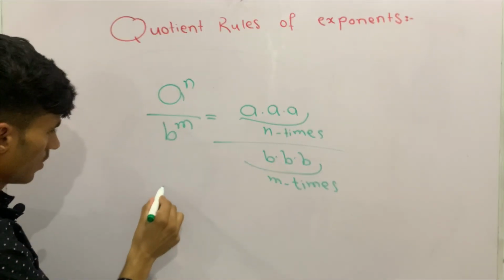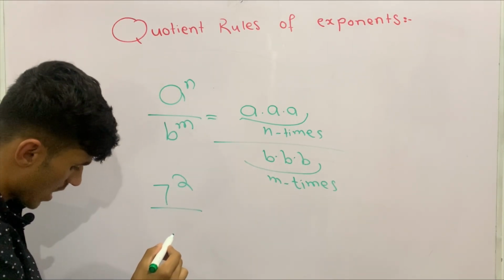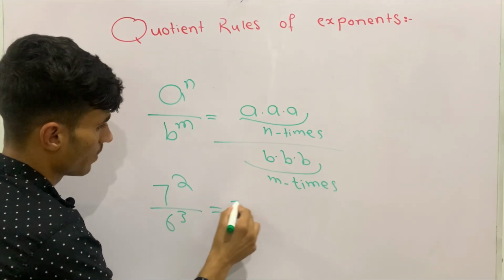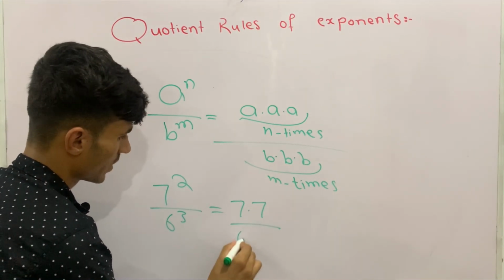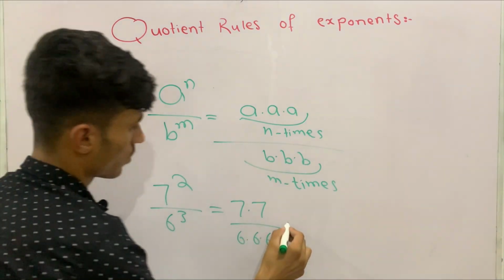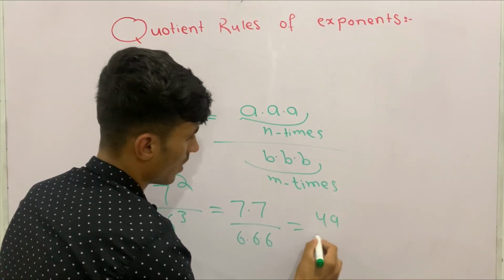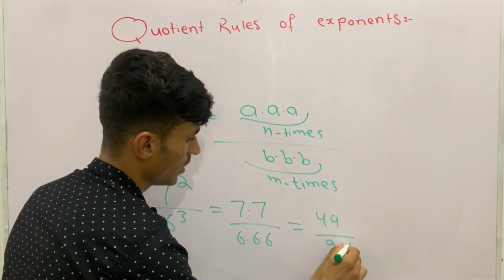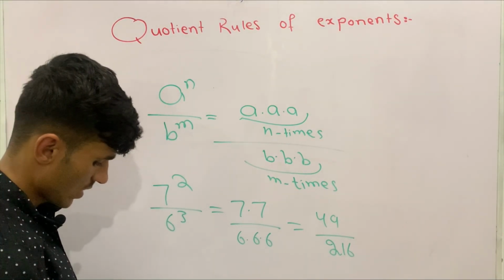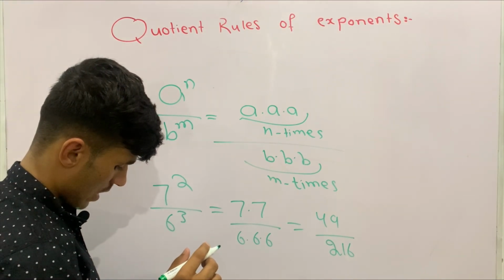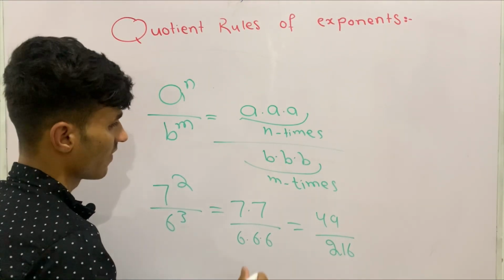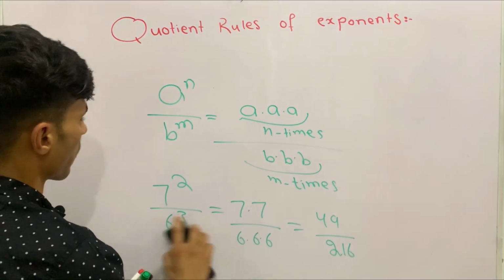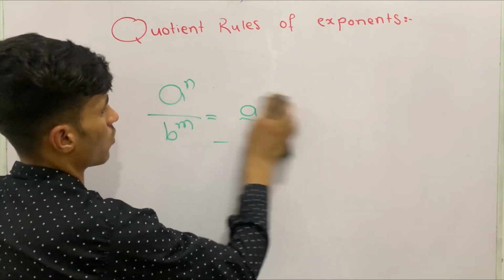For example, 7 squared divided by 6 to the third power, okay. So 7 squared means 7 into 7 divided by 6 into 6 into 6. So 7 into 7 becomes 49 divided by 6 into 6, 36, 36 into 6 becomes 216. That becomes our final answer to the given problem, applying the third quotient rule of exponents.